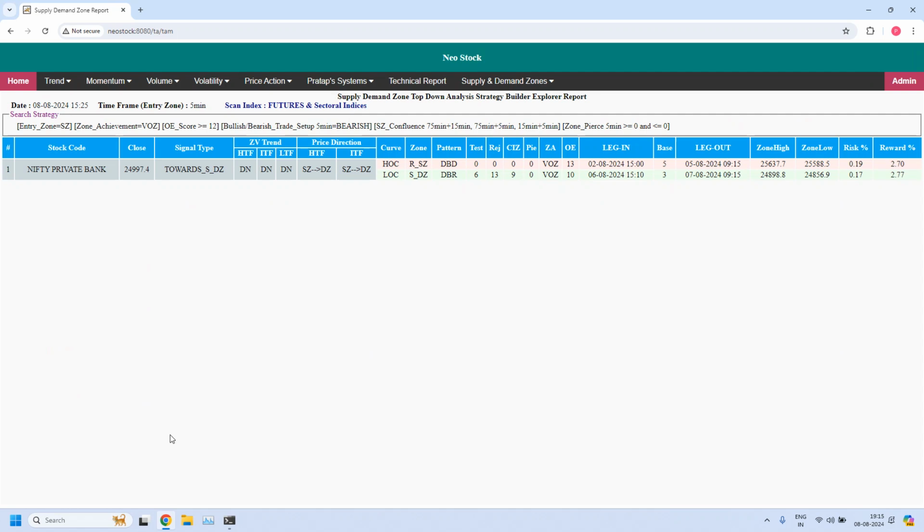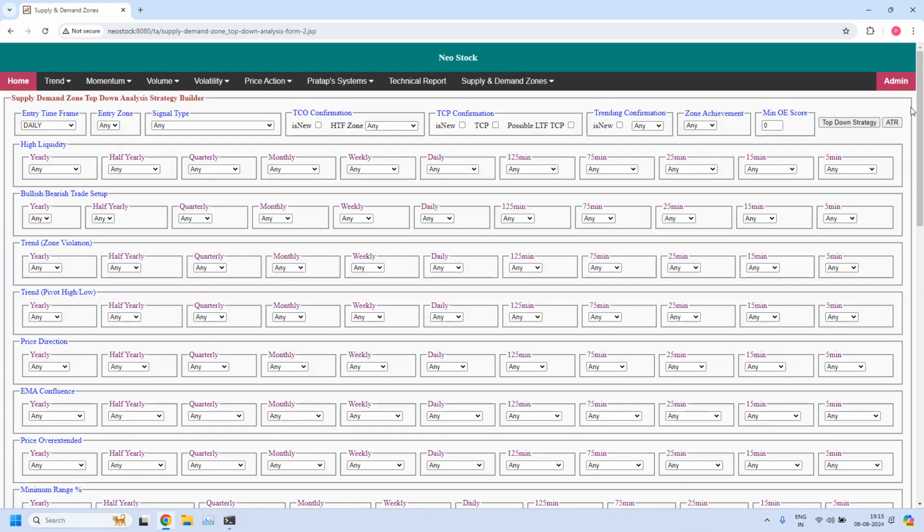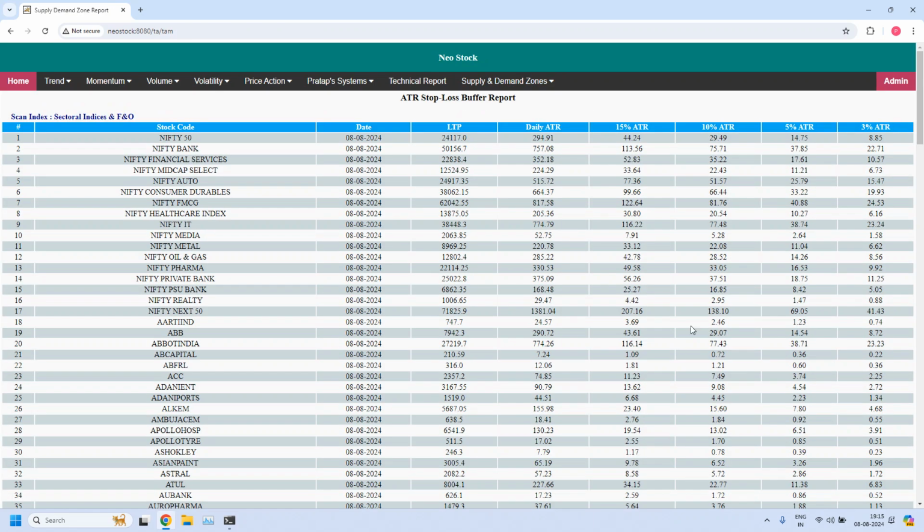This is about the different income trades. All the 4 income trades, monthly income trade, weekly income trade, daily income trade, and hourly income trade, we have completed. And in the last report, let us generate the stop buffers based on daily ATR. So this is the list. First 17 in this list are indices. That includes all sectorial indices. Remaining all are equity stocks listed in F&O category.